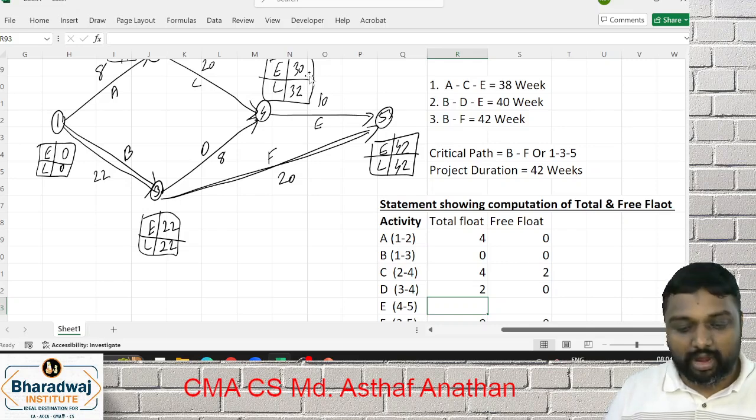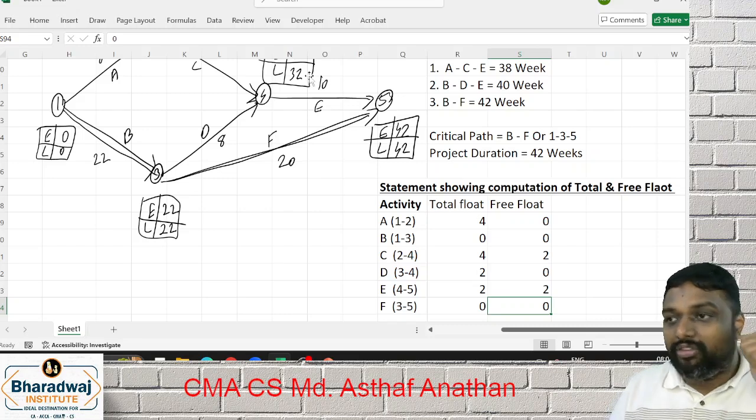12 minus 10, you will get what? 2. Again 42 minus 30 will get 2. Hope all of you are clear.